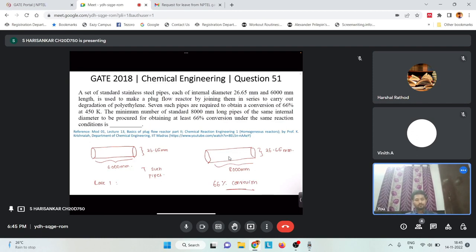So here basically the concept that we need to use is that since the reaction conversion is the same, the reaction conditions are the same, and the reaction parameters, everything with regards to the reaction is same, that means the volume should also remain the same in order to provide the same conversion.